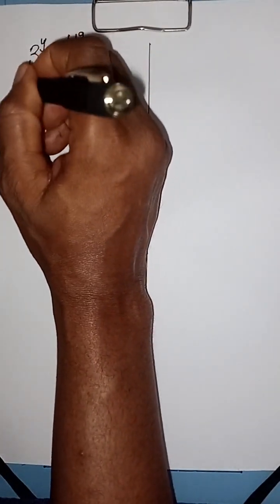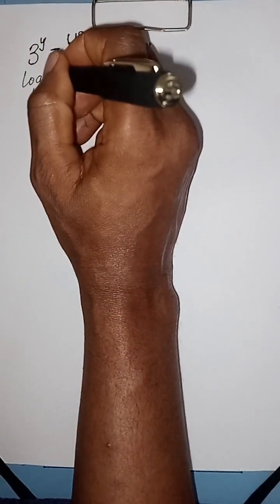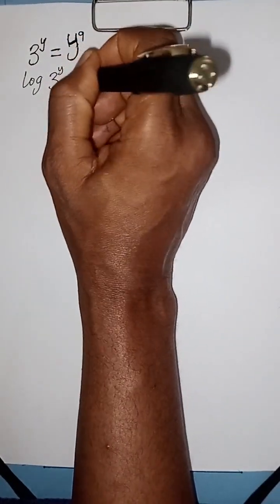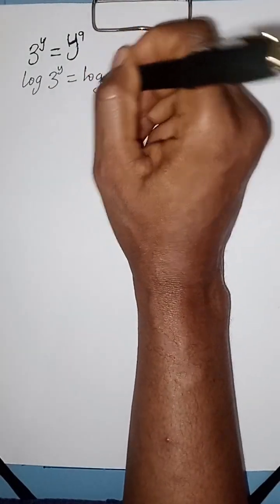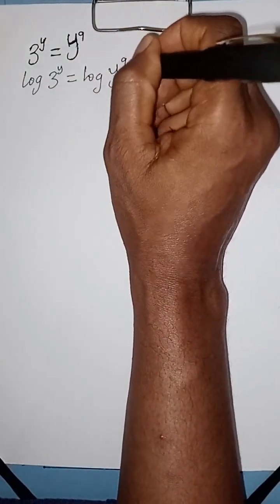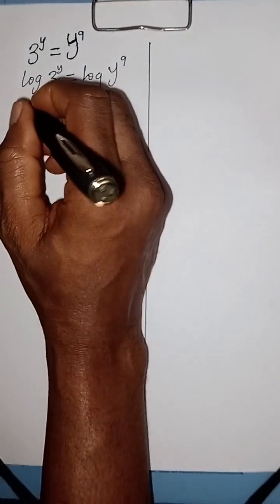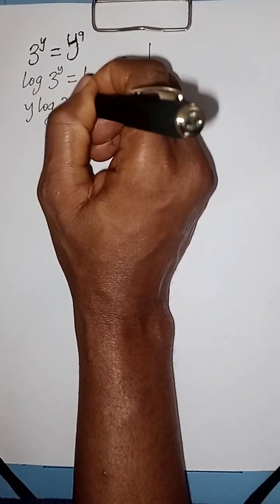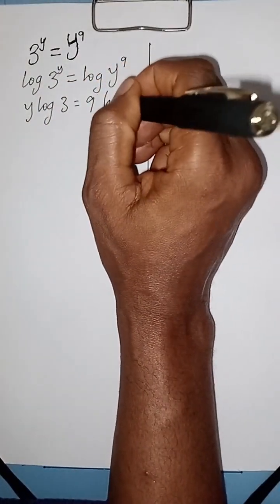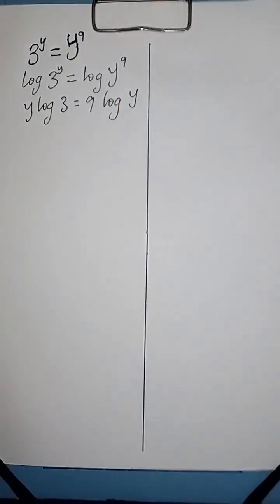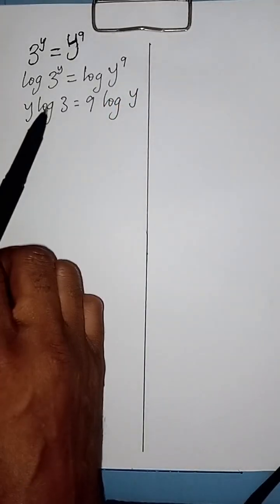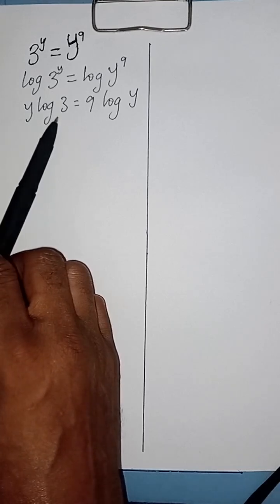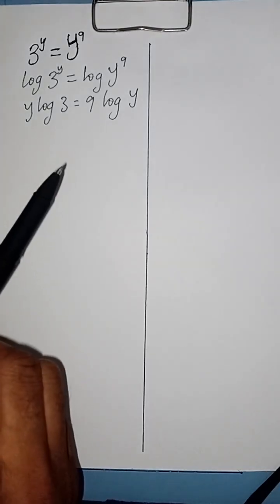Now if you take the log of both sides, it's going to be log 3 raised to power y equal to log y raised to power 9. This becomes y log 3 equal to 9 log y. Now, I recall I said this logarithm is in base 10, but if we work with this, it's not going to give us a solution to this problem.